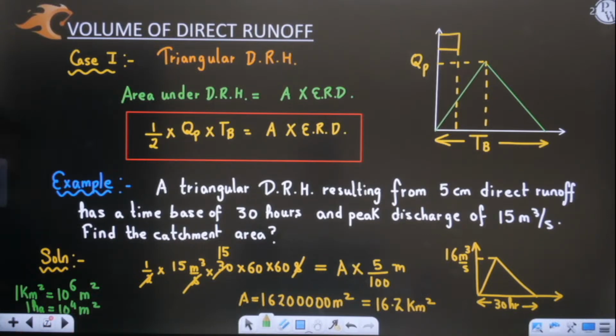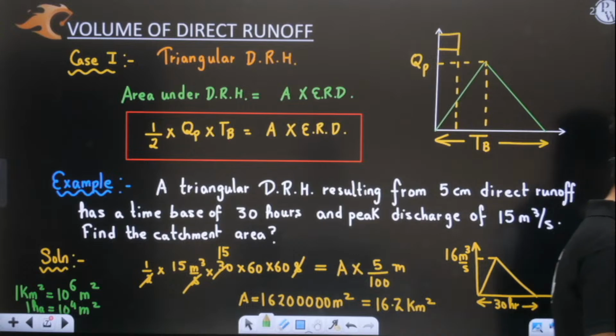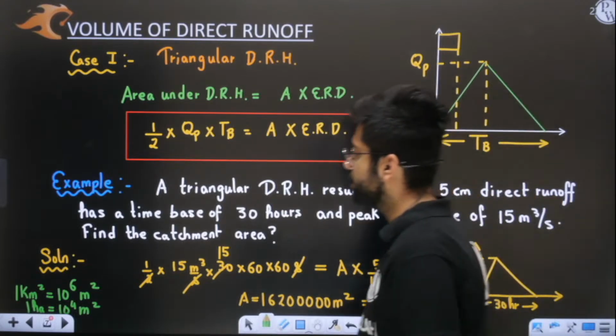This you need to remember. Both these things you have to remember. So area is equal to 16.2 kilometer square. I hope you are getting the right answer. Perfect. Everyone is getting the right answer. Now let us move on to the second part.